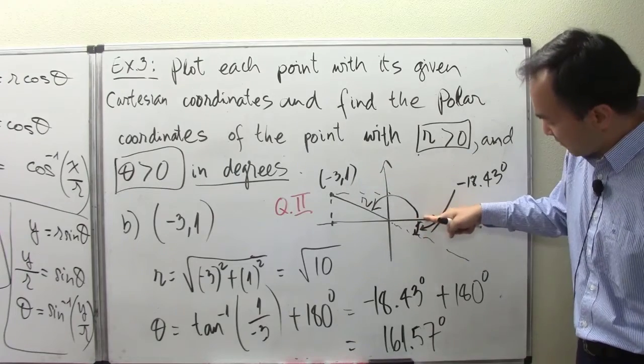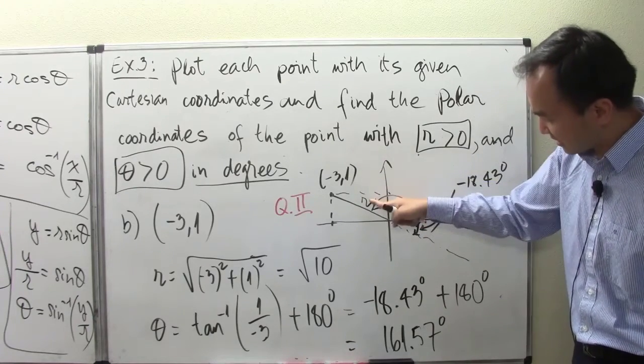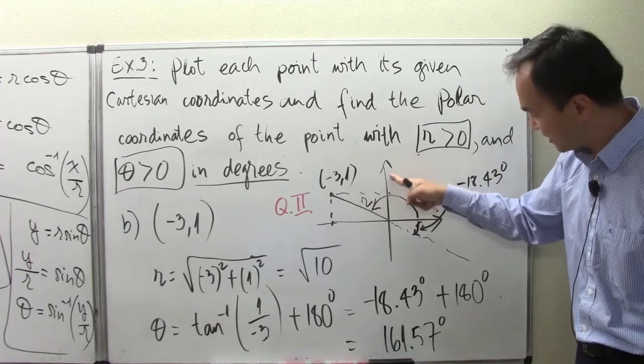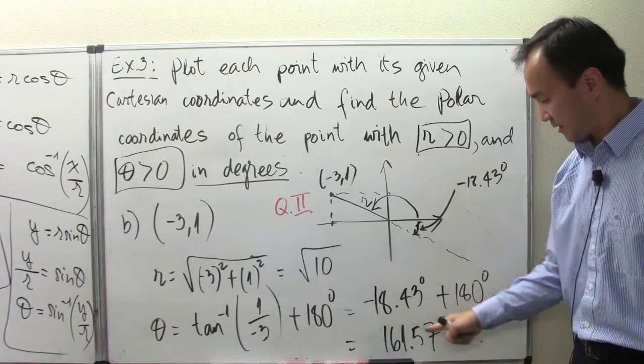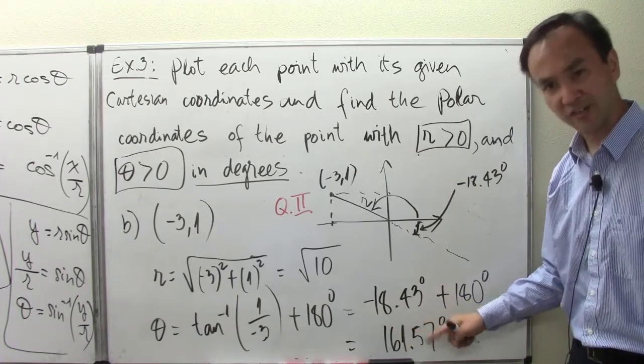Because from the positive x-axis down to there, it looks like an angle larger than 90 degrees, because 90 degrees is here. So larger than 90 degrees, it's in quadrant 2. So 161 now makes sense.